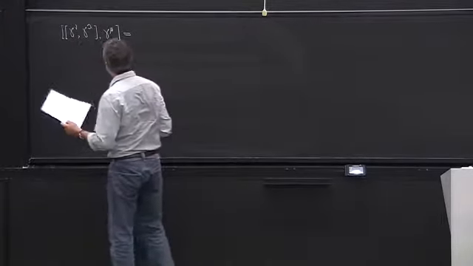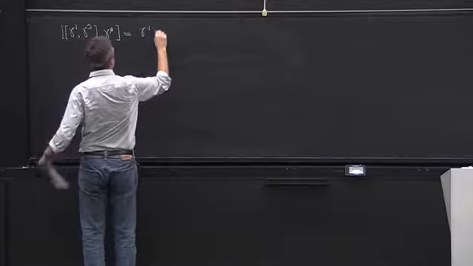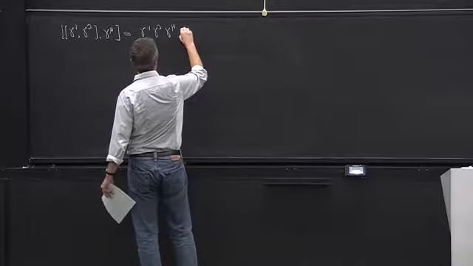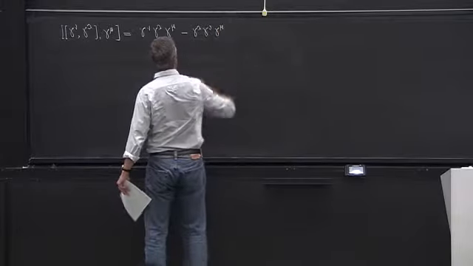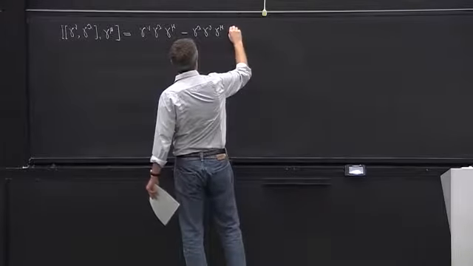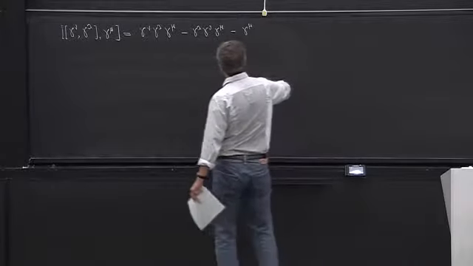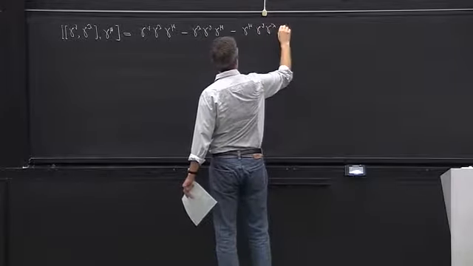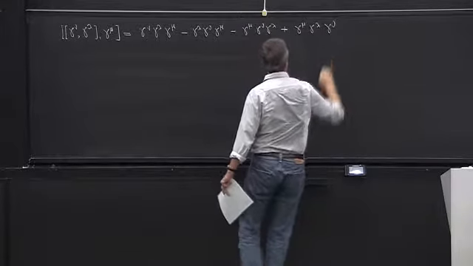So this is a double commutator, so it's a combination of 4 terms: gamma nu, gamma lambda, gamma mu, minus gamma lambda, gamma nu, gamma mu. So this is the commutator of the first 2 entries. And then we should put gamma mu in the first place: minus gamma mu, gamma nu, gamma lambda, plus gamma mu, gamma lambda, gamma nu.